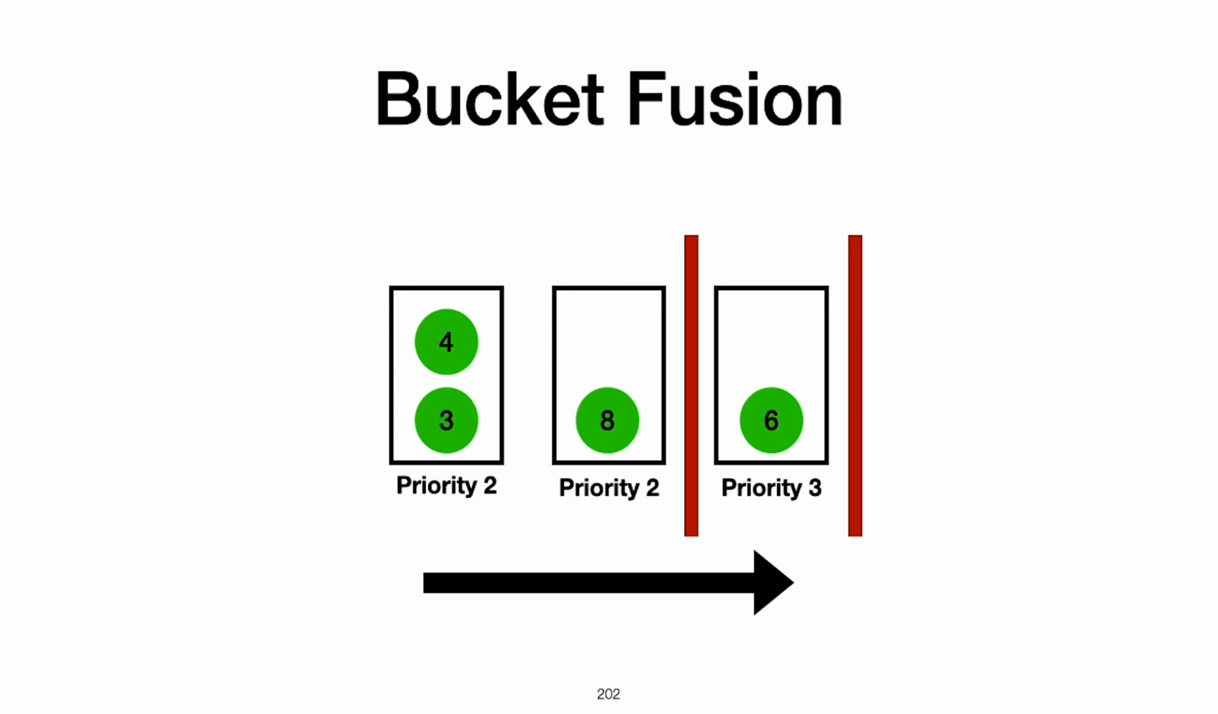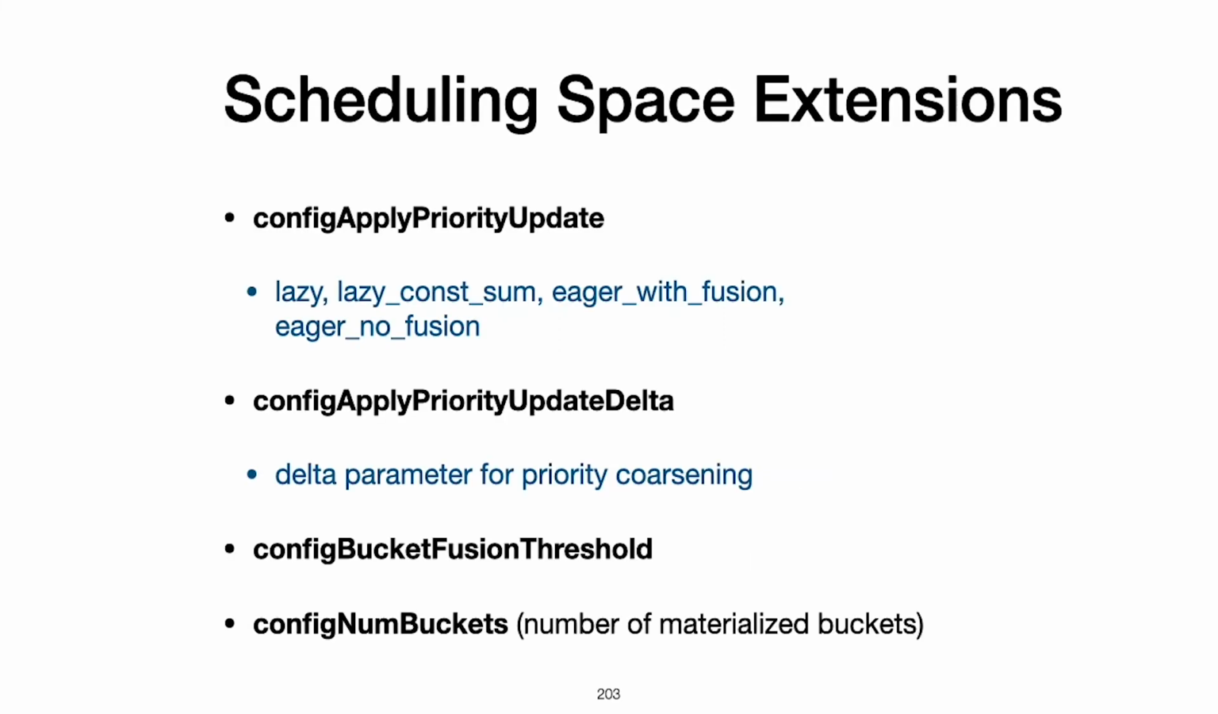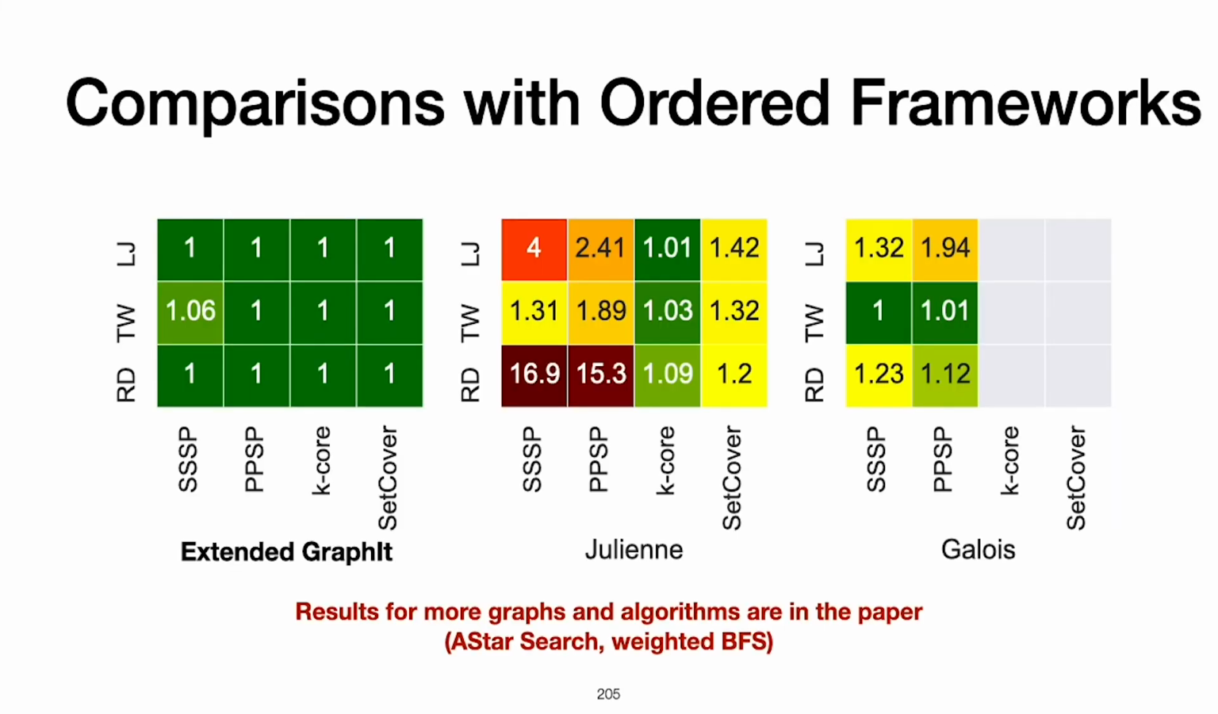So if that's the case, you don't have to have a barrier. You can immediately go to the next priority without synchronizing between all the threads. So we have introduced a bunch of scheduling language extensions to implement and choose between these optimizations. And this is very compatible with what we had shown before. And here are some results for this program.